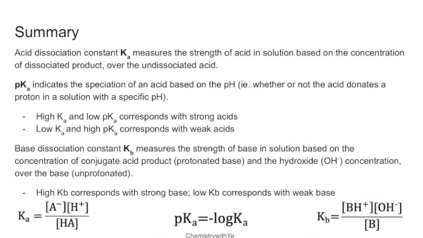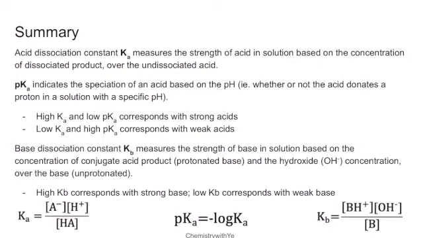So in summary, an acid dissociation constant Ka measures the strength of an acid in solution based on the concentration of dissociated product over undissociated acid. pKa indicates the speciation of an acid based on the pH, and it is determined by the negative log of Ka, where a high Ka and a low pKa corresponds to strong acids, and a low Ka and a high pKa corresponds with weak acids.